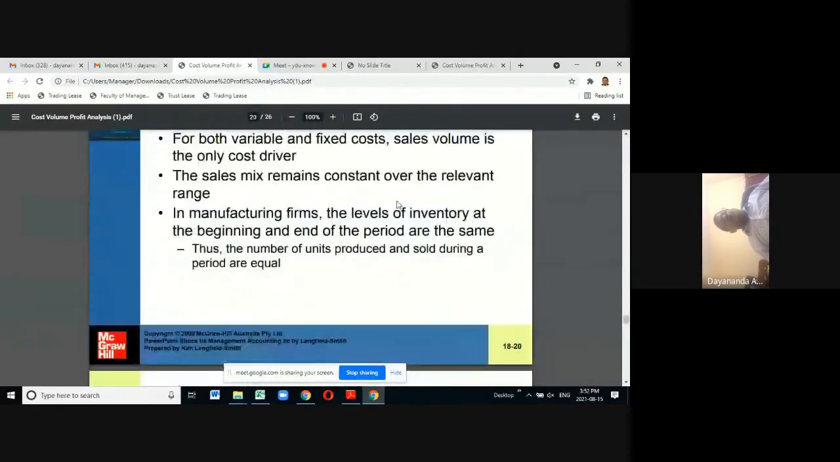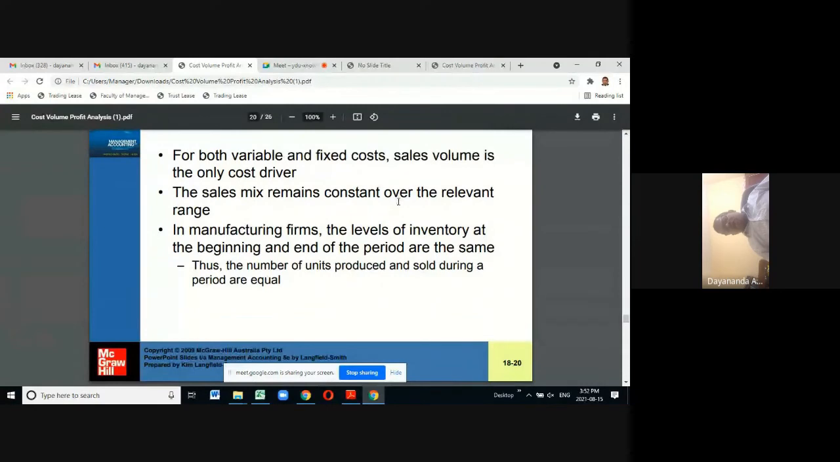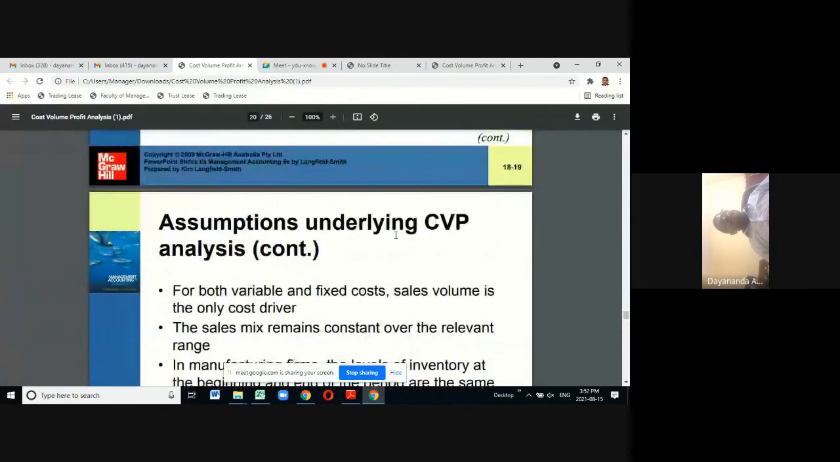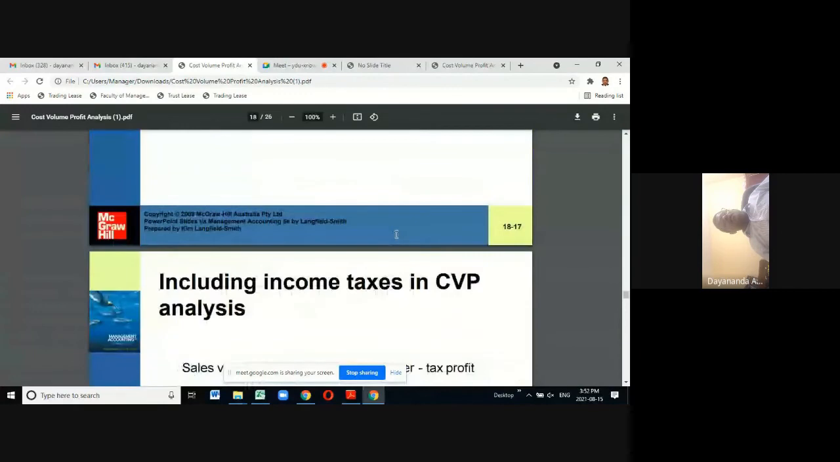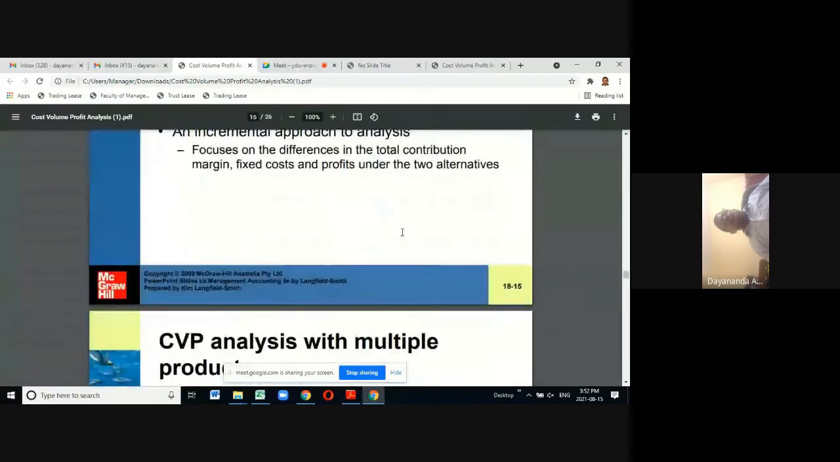Okay. We will come to the balance part of today's lecture. There we stopped. We studied how to calculate break even in rupees and break even in volumes. Now what we do is we will go to the next one.